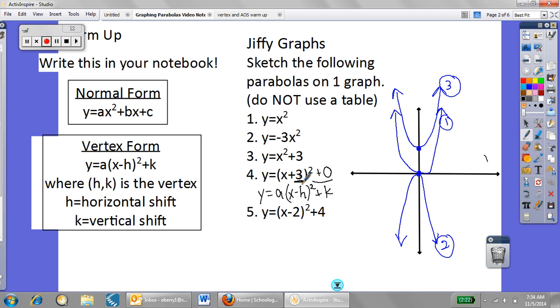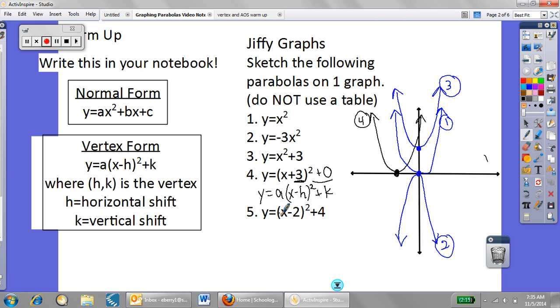So you can see that the h value is 3. This means there's a horizontal shift. In our formula, it's a negative 3. In our actual equation, we have a positive 3. This is a horizontal shift 3 places to the left. This moves the vertex 3 places to the left. And this is an upward parabola. So this is our graph for number 4.